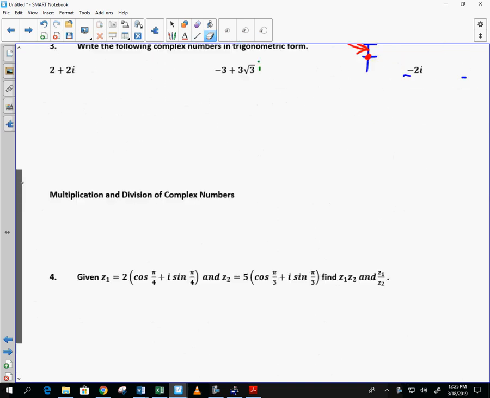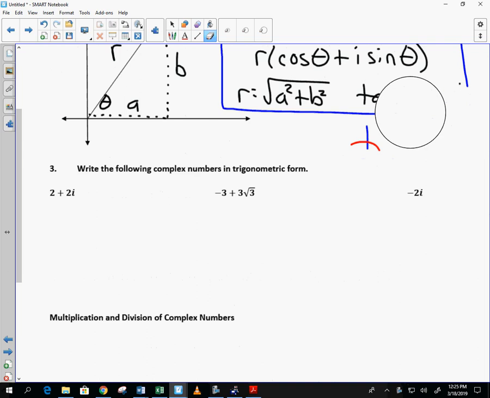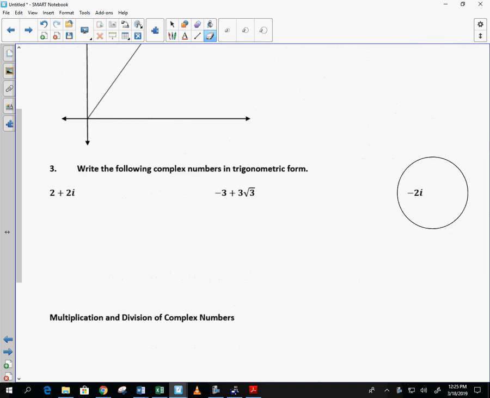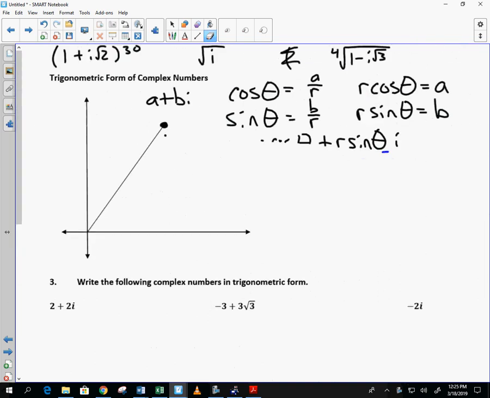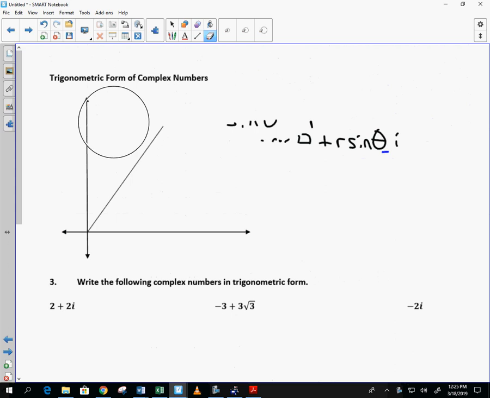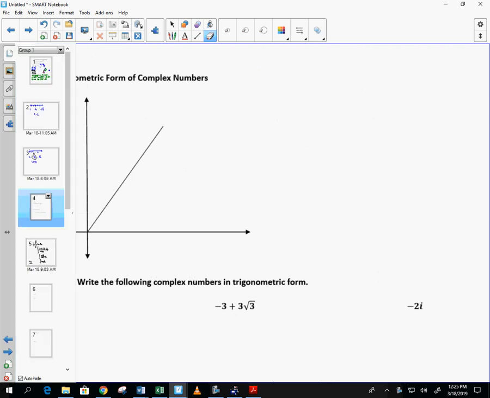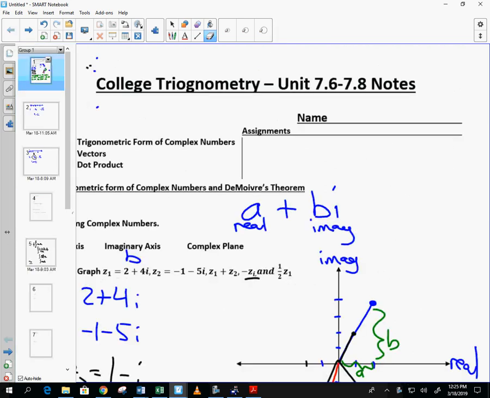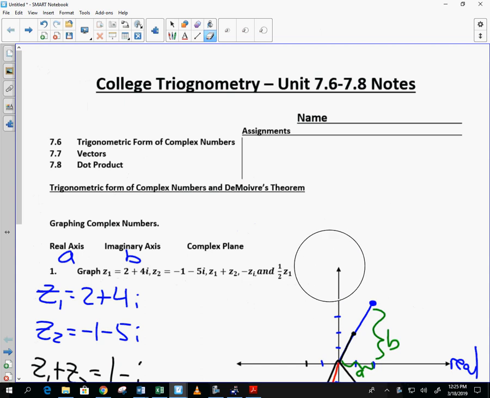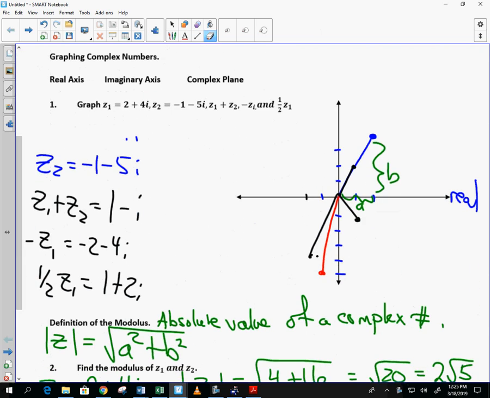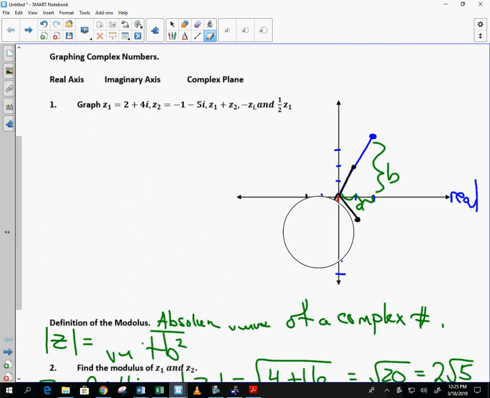Today, we start with chapter 7.6. We have the trigonometric form of complex numbers. It sounds ridiculous. Kind of is ridiculous to some degree. It's hard to see why it matters and why we're going to use it. But it starts with plotting complex numbers.